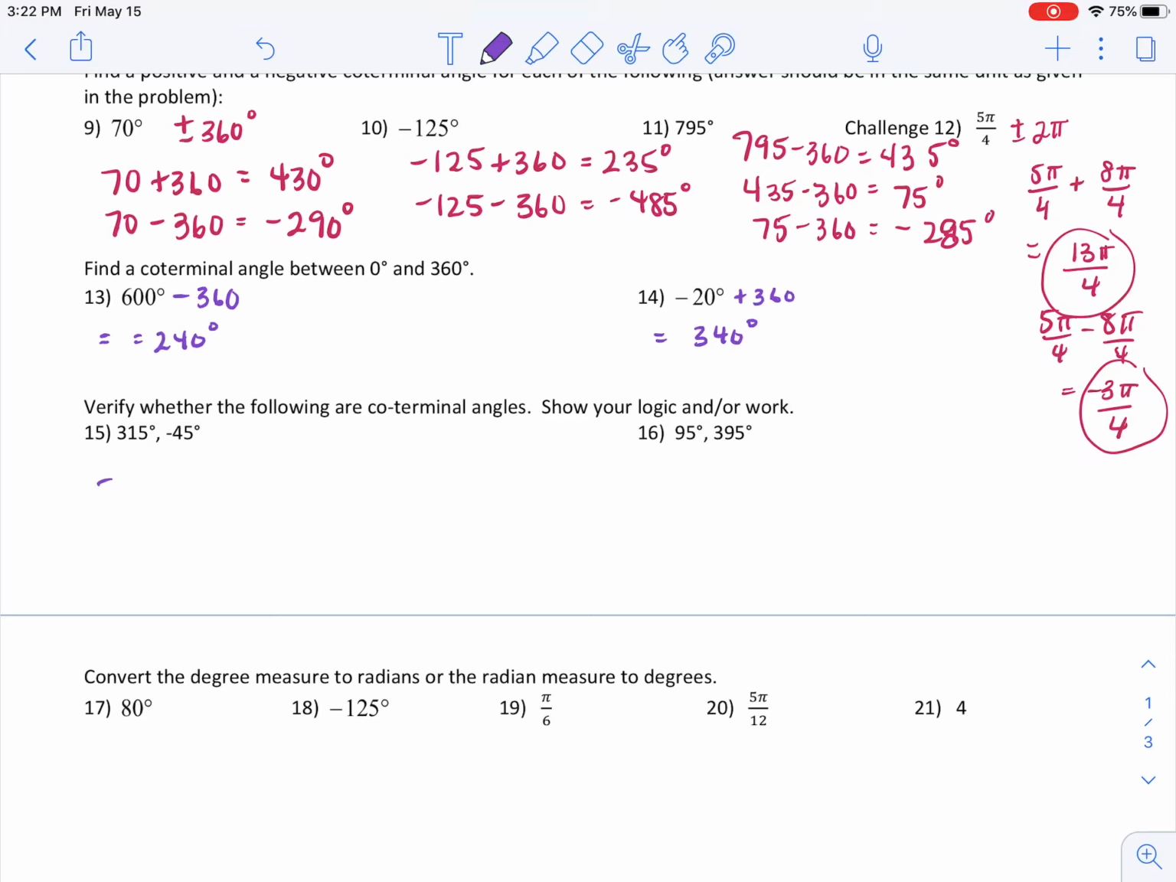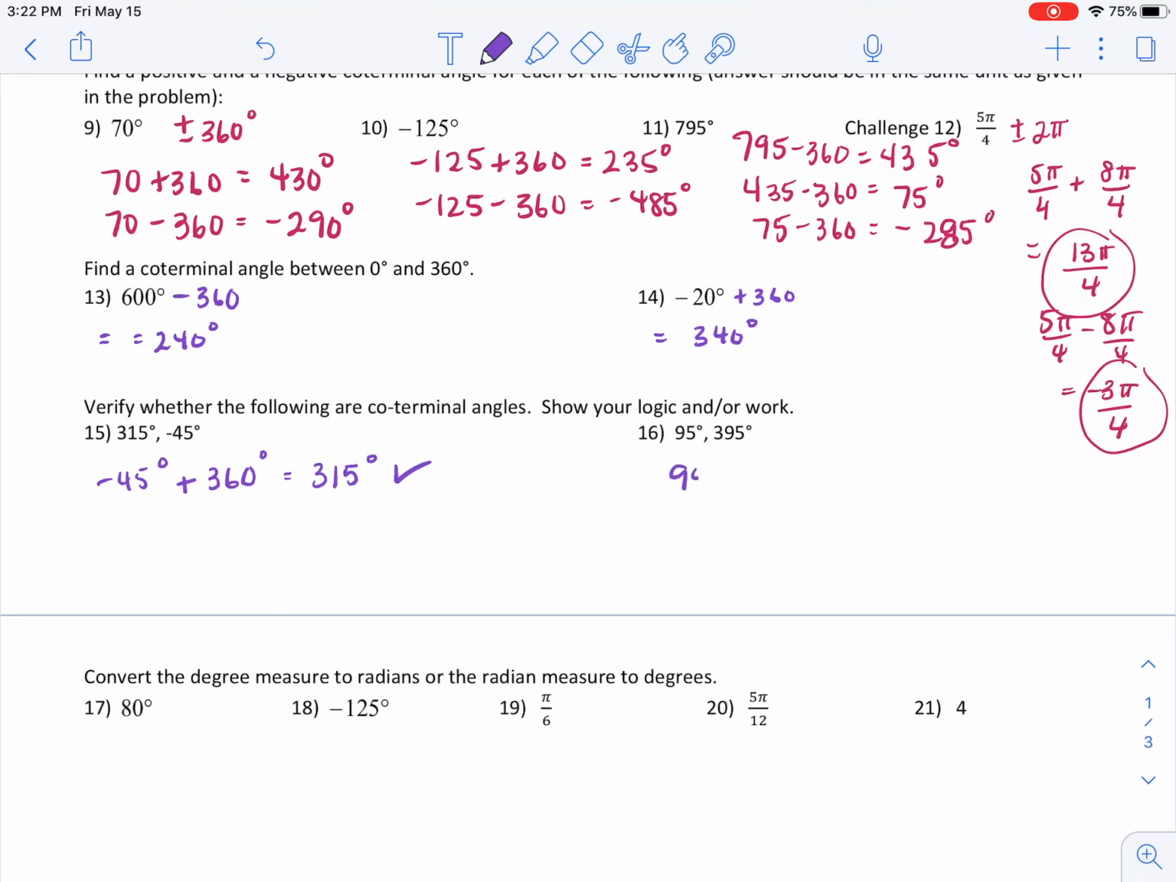Number 15, verify if these are coterminal. I like to start with the smaller angle and keep adding 360 and see if I get the other angle. So I'll add 360 to the negative 45. Let's see, that would be 315 degrees. Is that correct? Yeah, all right, so they are coterminal.